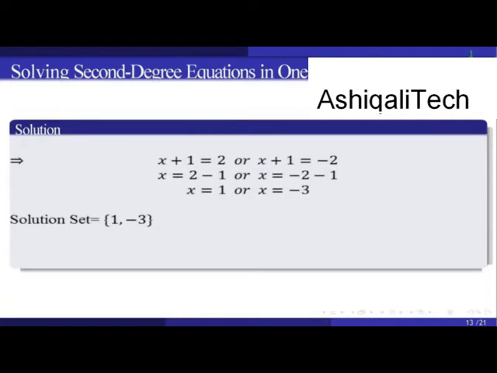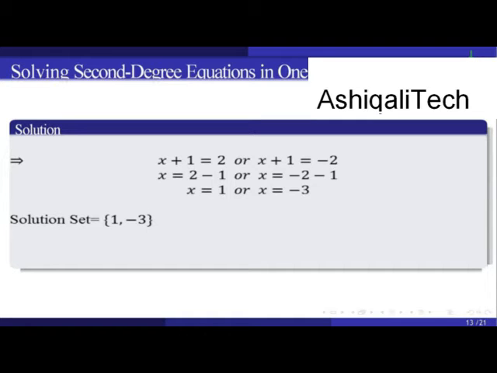So solving this, we get x + 1 = 2 or x + 1 = −2. So solving these two parts, we get x = 1 or x = −3. Therefore, the solution set by the completing square method is given by x = 1 and x = −3. Dear students, you can see that by applying these three methods, we get the same solution for the quadratic equation.